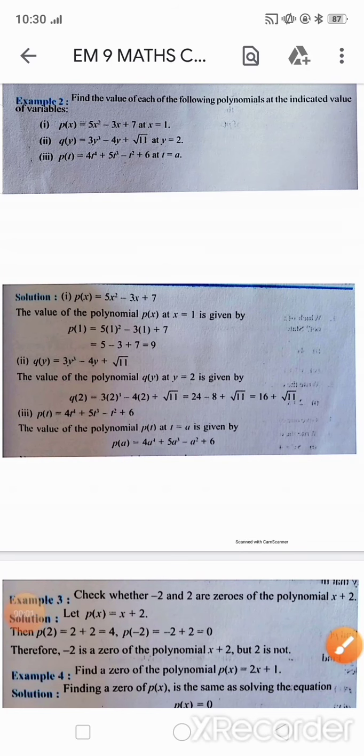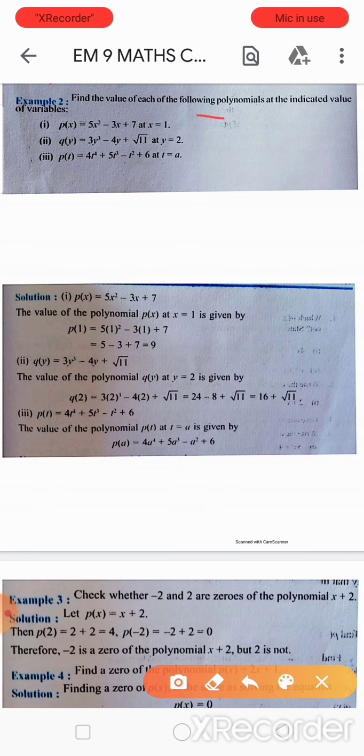Let us start to solve some examples. First, example number 2: find the value of each of the following polynomials at the indicated value of the variable. We are given polynomials, and for each polynomial the value of the variable is given. We have to find the value of the polynomial at the indicated value of the variable.